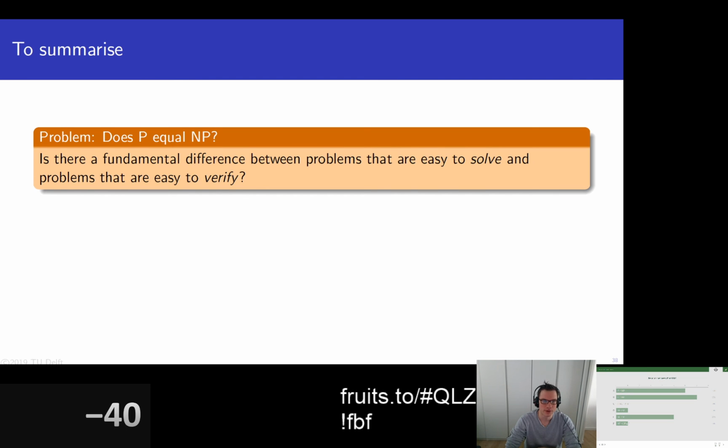So, to summarize this, we're going to be done a bit early today. That's okay. The main question we have in computer science, if you ask me, is our ultimate challenge. The question is: is there a fundamental difference between problems that are easy to solve, problems in P, and easy to verify, problems in NP?